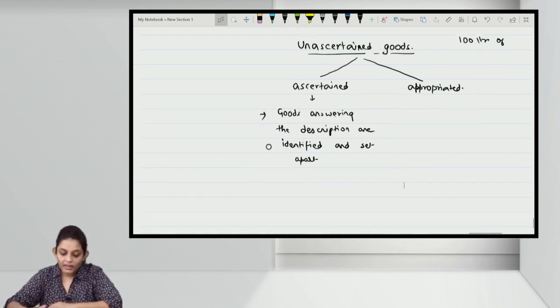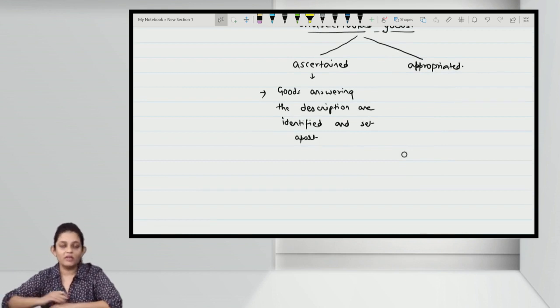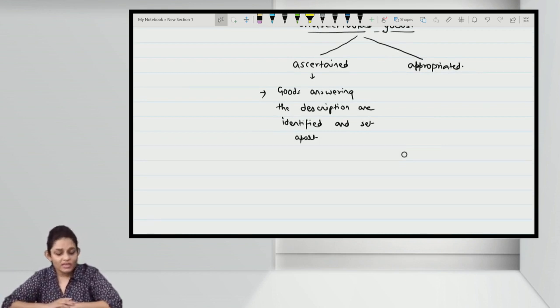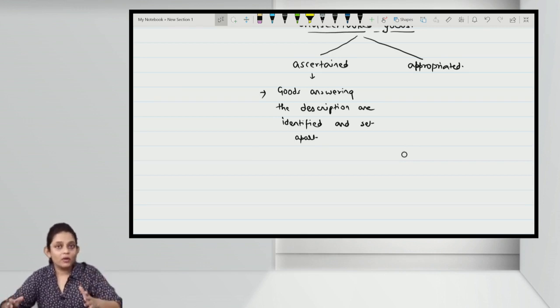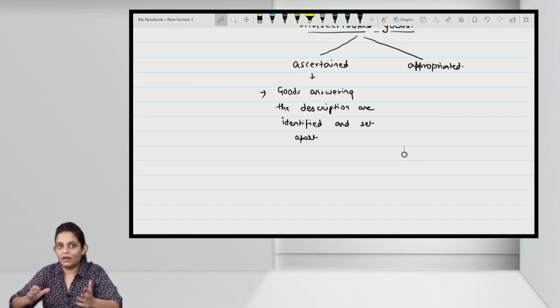So what is ascertained goods? As per the description of the goods given, the goods are set apart. This is what? This is ascertained. So goods answering the description are identified and set apart. Now listen carefully. When I say goods answering the description are set apart, that means out of the total stock the goods are taken out.